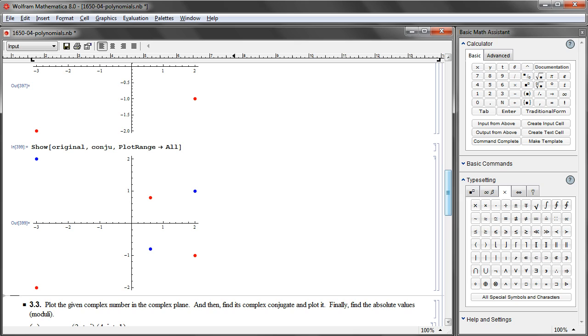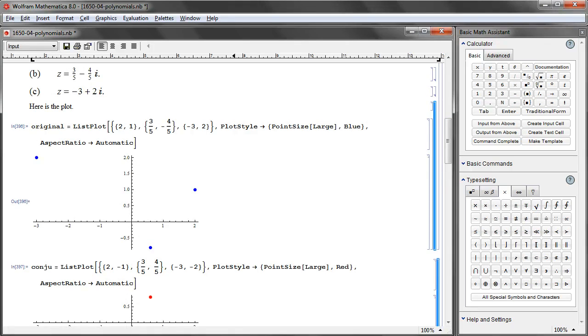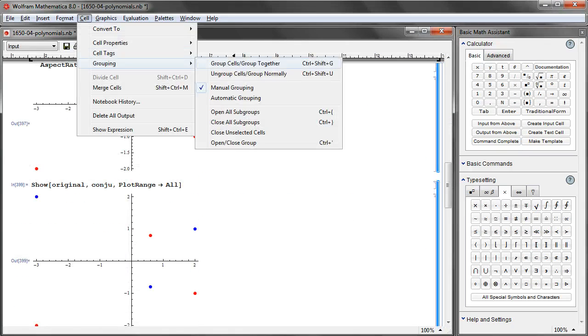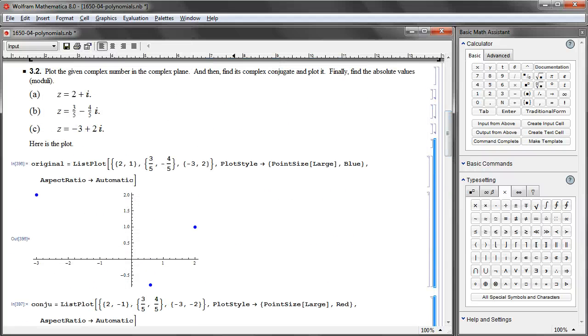And if you measure the distance from the origin, well, it stays the same because the square root of x squared plus y squared will not change if I change the sign of y, because we're going to square it and make everything positive anyway. So those are complex planes, modulus, and then complex conjugate.